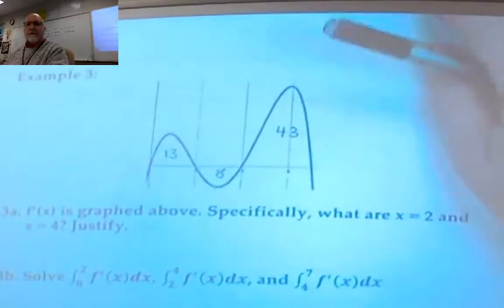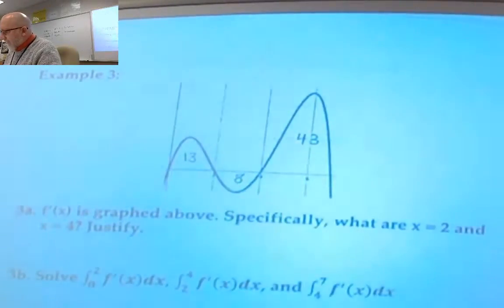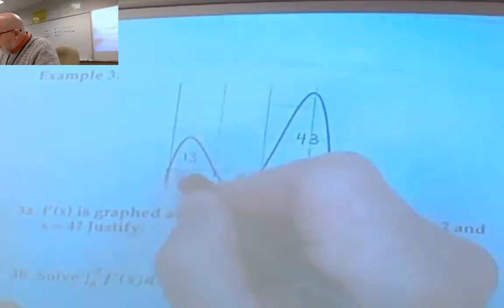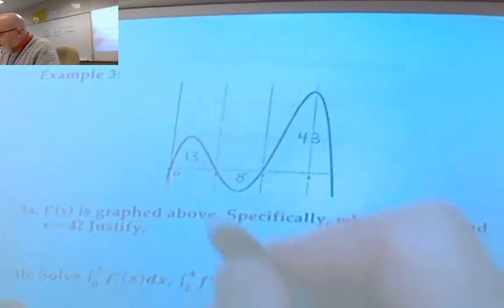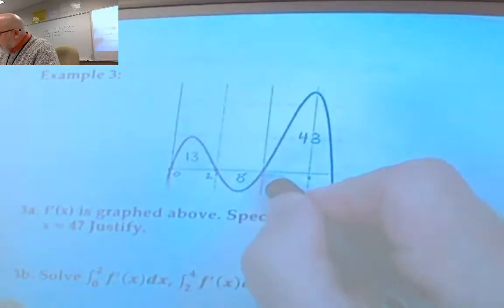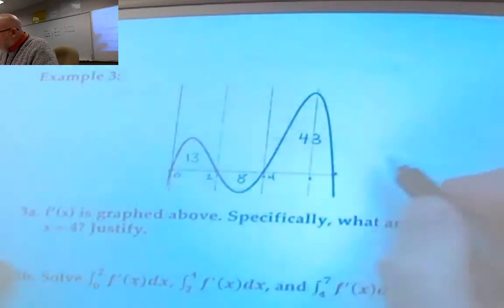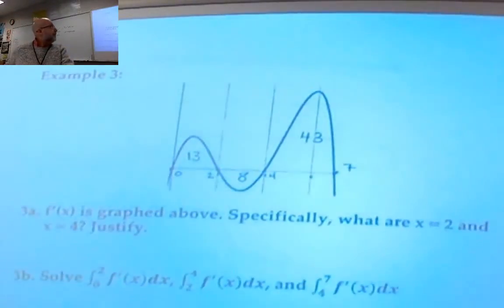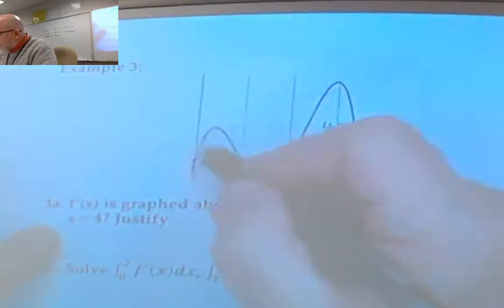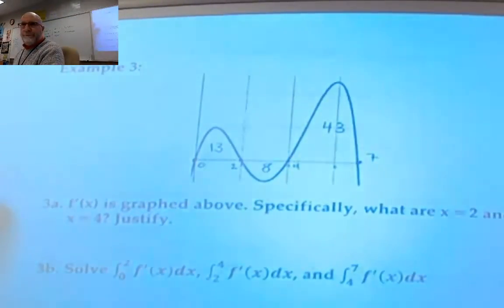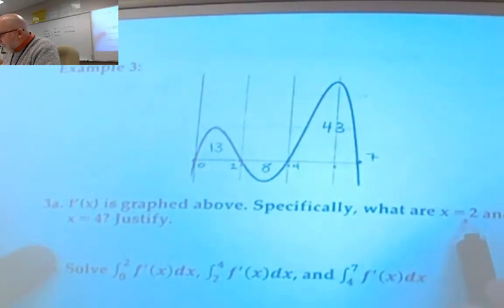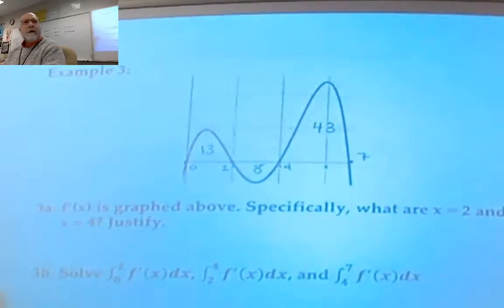I don't even tell you what this function is. This point right here, it's hard to see, is 0. This point right here is 2. This point right here, a little bit better, is 4. And this right here is 7. This is a derivative. Specifically, what are x equals 2 and x equals 4? Read. It's an old school question.